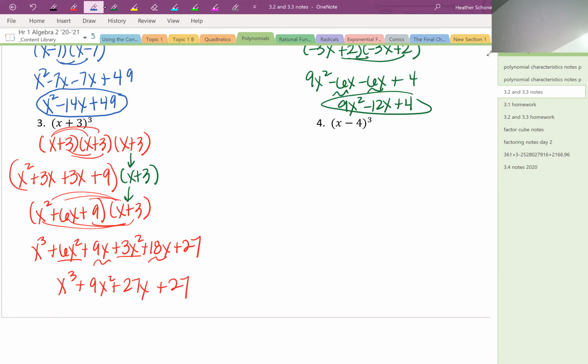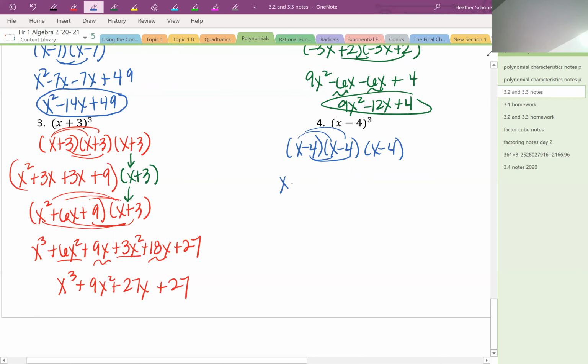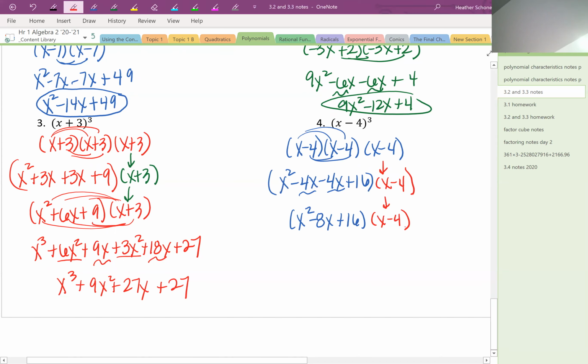All right, last one. It's a cube. That means you've got to write it 3 times. So this is x minus 4, x minus 4, and x minus 4. So now we're going to multiply. So I get x squared minus 4x minus 4x plus 16. This one just gets carried straight down. I haven't used it yet, but before I'm going to multiply it, I want to combine like terms and simplify. So I get x squared minus 8x plus 16. And now I can multiply by the third binomial.